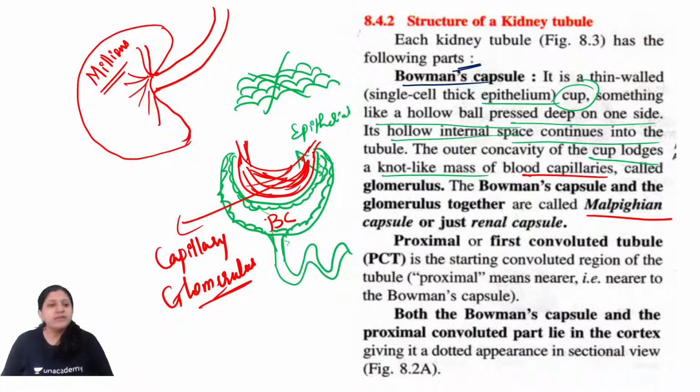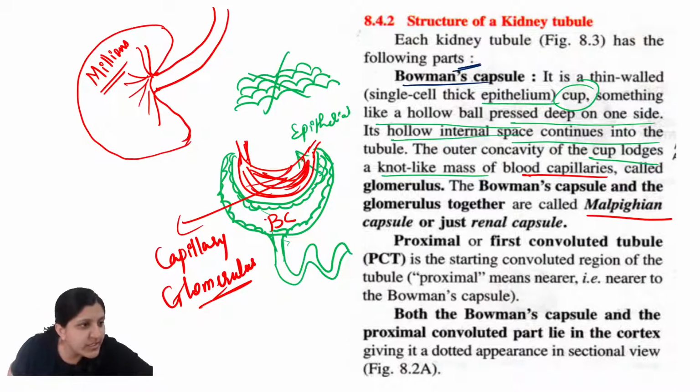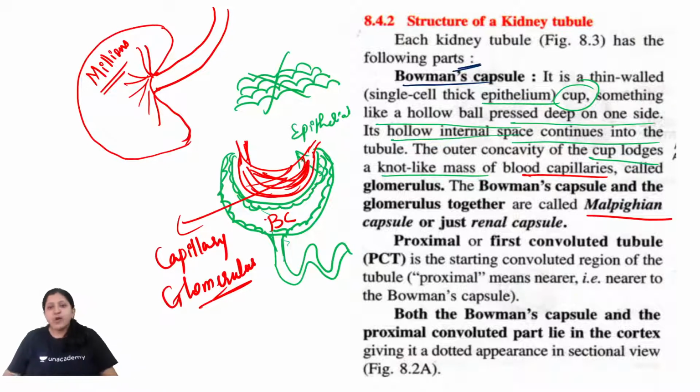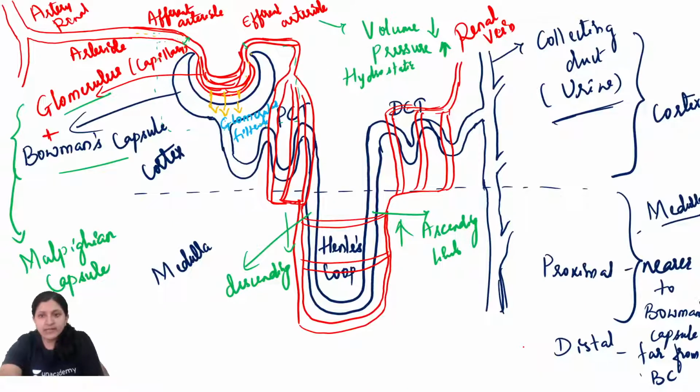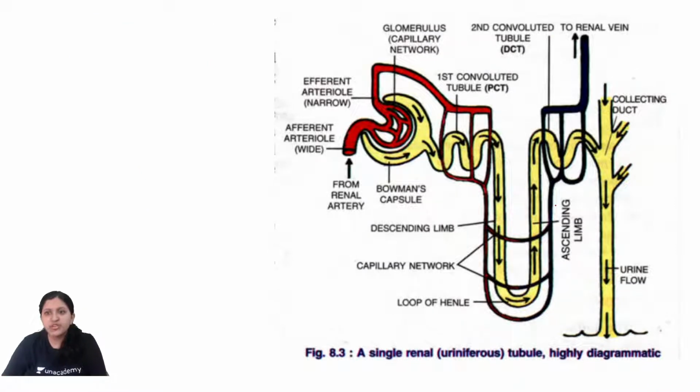So the first one is the proximal convoluted tubule, which we saw. Proximal convoluted tubule is basically the first convolution, lying next. Proximal means nearer to the Bowman's capsule, so both the Bowman's capsule and the proximal convoluted tubule lie together. Here they have not mentioned it, but the distal convoluted tubule also lies in the cortex region itself, which provides a dotted appearance in a sectional view. So this is the structure of this one.